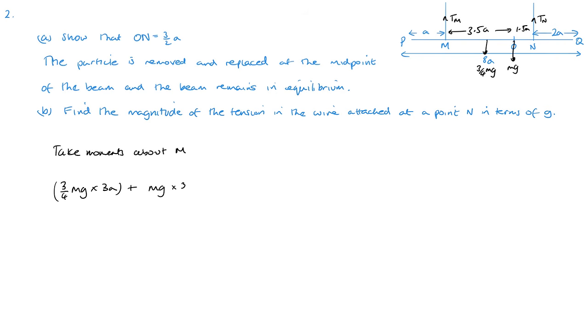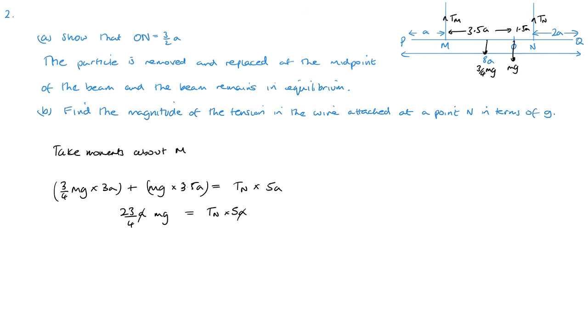So that is times by 3.5a, and then that equals, so those two are going down, and then we have Tn, and that is times by 3.5 and the 1.5, so it's going to be 5a. Okay, so that is what I've got. Let's simplify it. So I got 23/4 mg equals Tn times 5a.